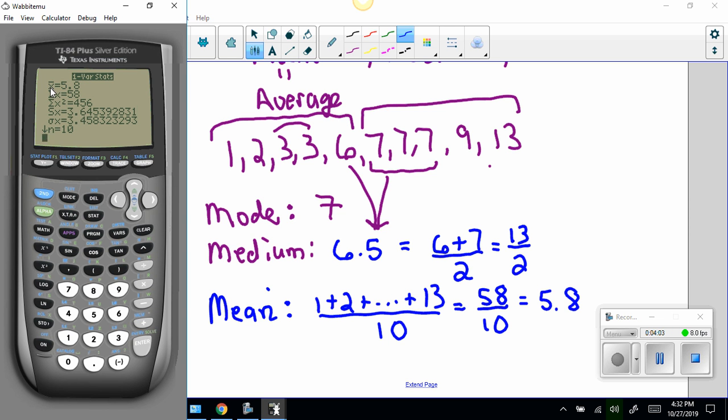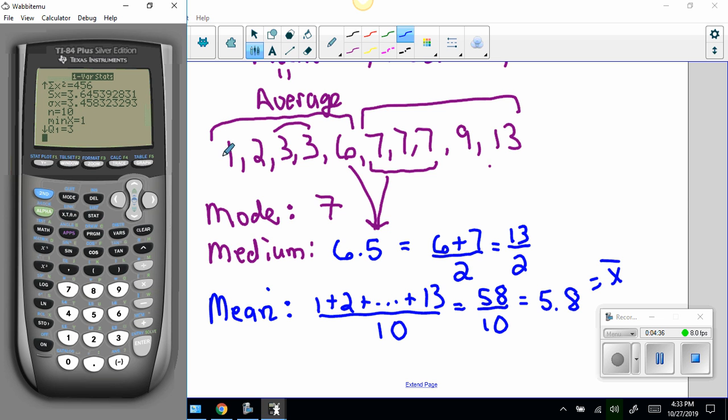Then you can see x bar is the mean. Let's start calling that x bar right now. Oops, I said average. I apologize. It's mean. Summation of x means add up all the things, so they did that for you. It's 58. Summation of the squares means you go 1 squared, which is 1, 2 squared, which is 4, 3 squared, which is 9, 3 squared, which is 9, 6 squared is 36, and they add them all up. These are for standard deviations, which we'll be talking about in the next few sections.